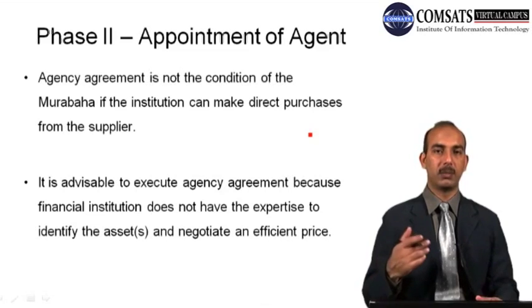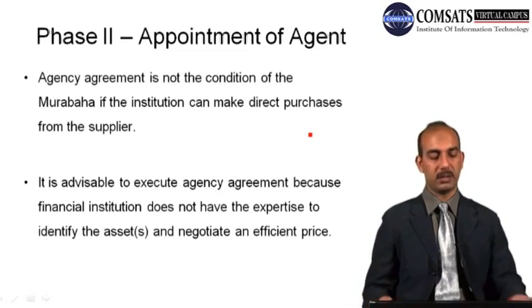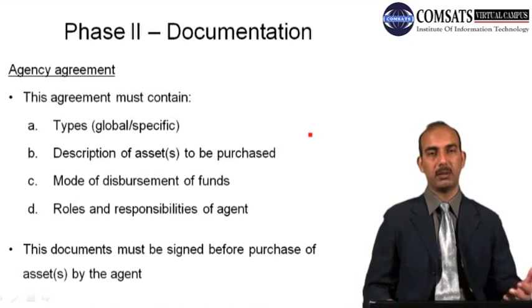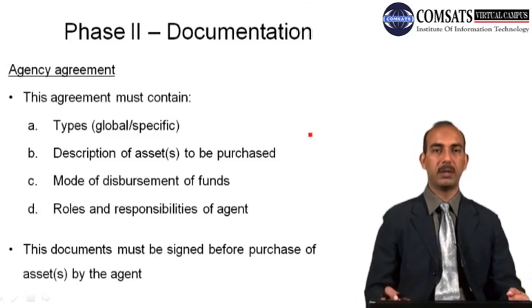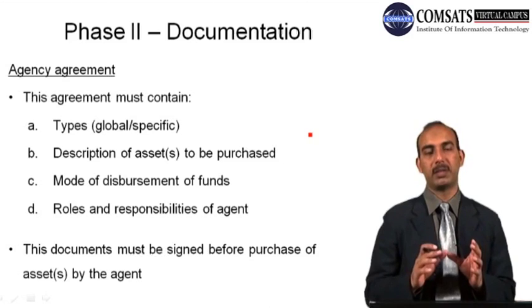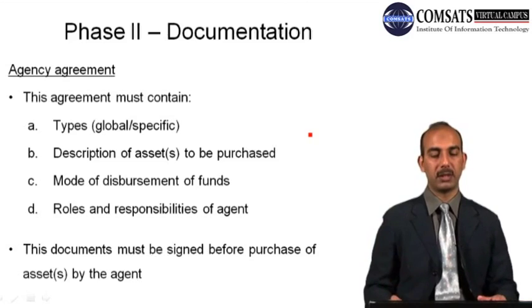And under the normal practice in our Islamic financial system, the banks normally appoint the client as their agent, as we discussed earlier. And the agency agreement would require certain clarifications. There will be some documentation for that, and there will be agreement on different issues, like the type, which is global or specific. It should be mentioned in the agency agreement, the type of agency, it may be global and it may be specific for a particular transaction.